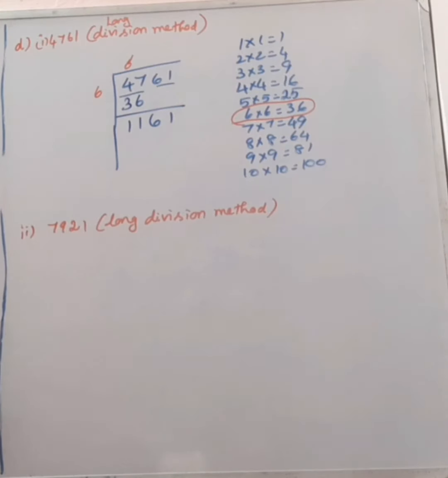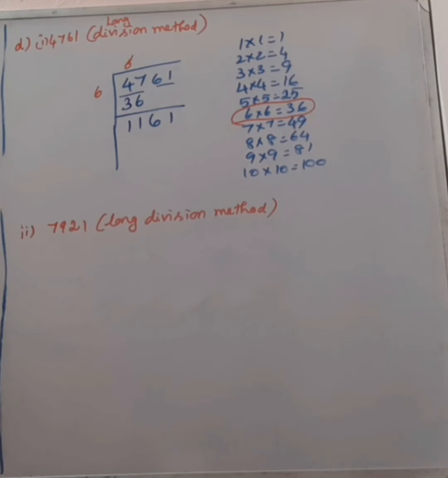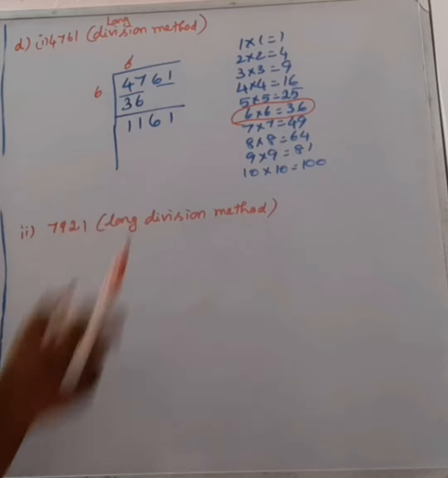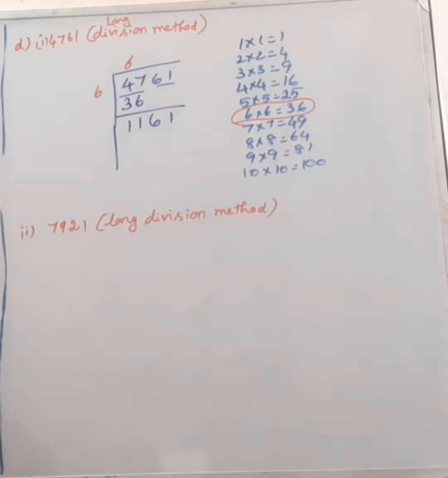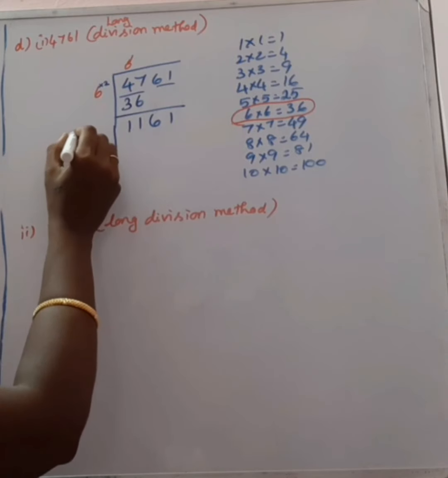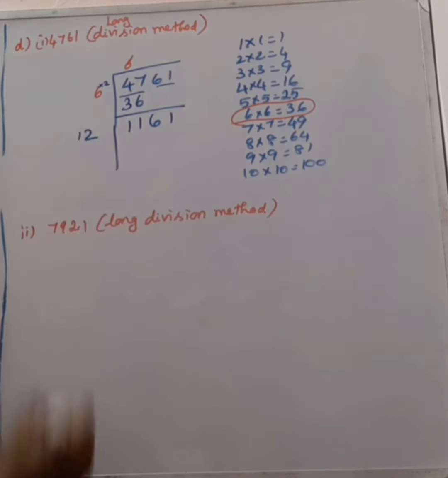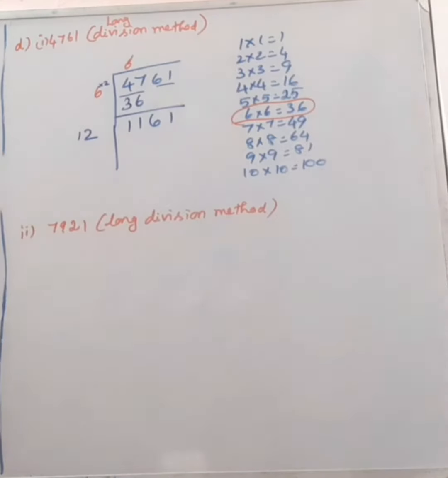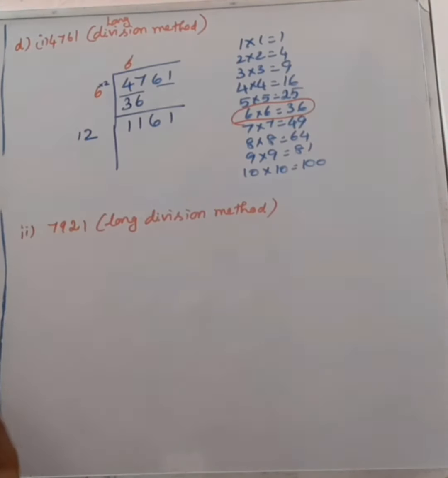Okay, Kanna. Now, here we have 1161. Now, the next step is 6 into 2. So, what we get? 12. So, we want to write that as here. Okay. Now, see the last digit. What is the last digit here?